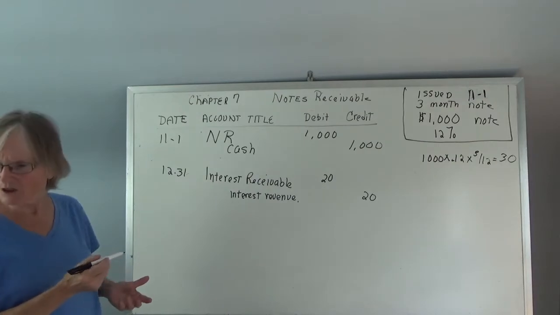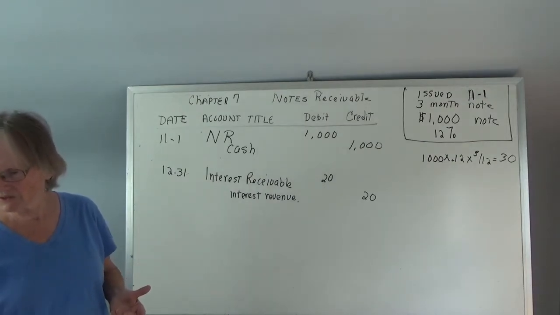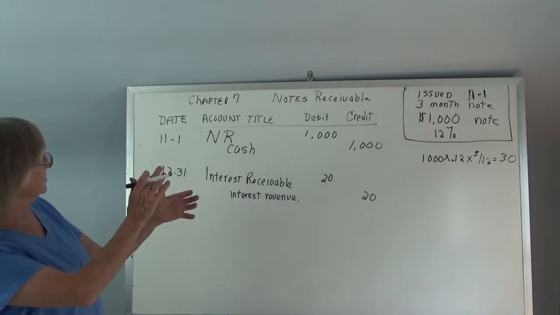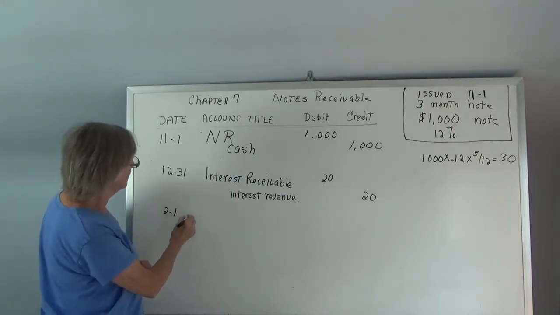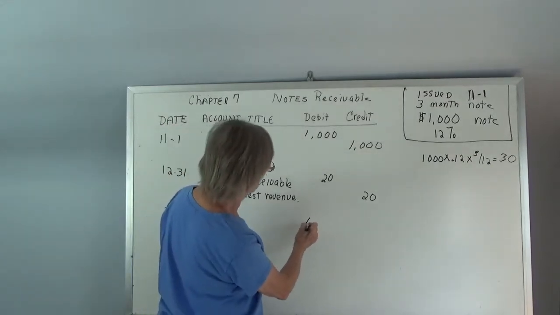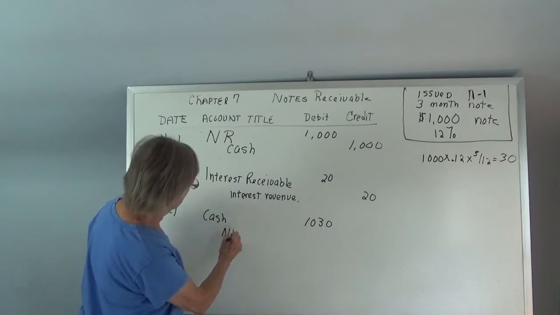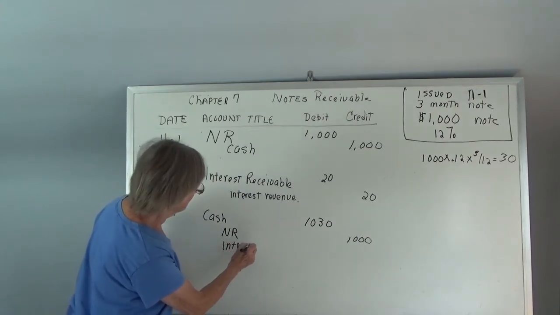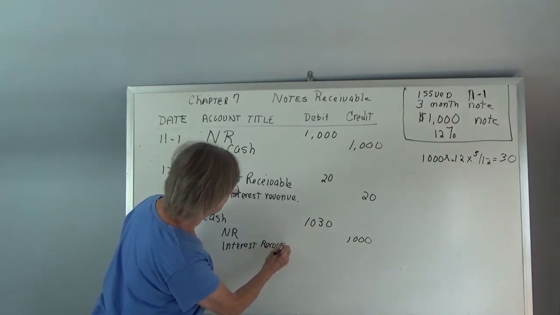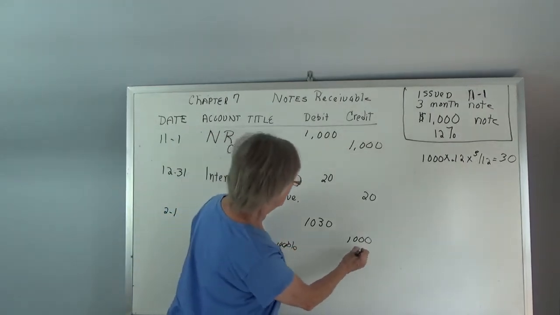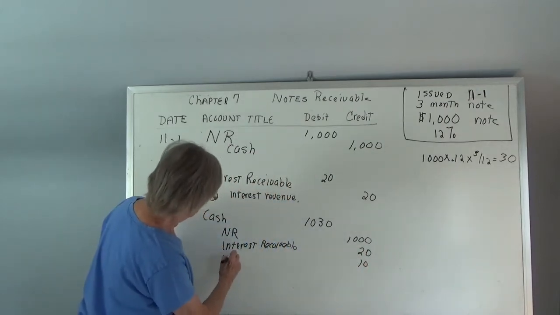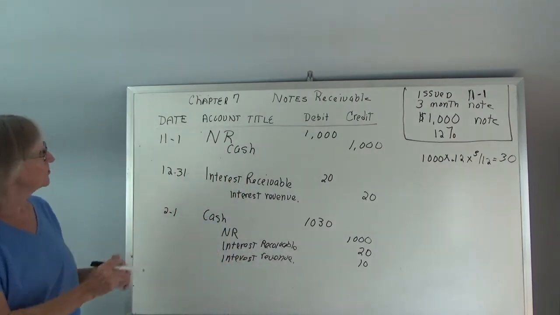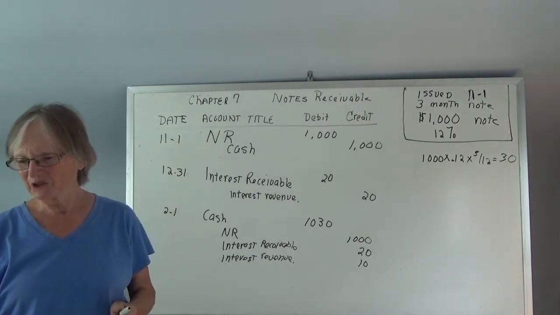Then, when the note is paid off on February 1, because it would be November, December, January, it would be paid off February 1, we would get the same cash of $1,030. The note would come off the books at its $1,000 face value, but we would go interest receivable, because now the interest that we booked up here has been received for 20, and then we would have 10 of interest revenue that would need to be booked for the year in which the note was paid off. So that's when a note is honored, paid in full on its due date.